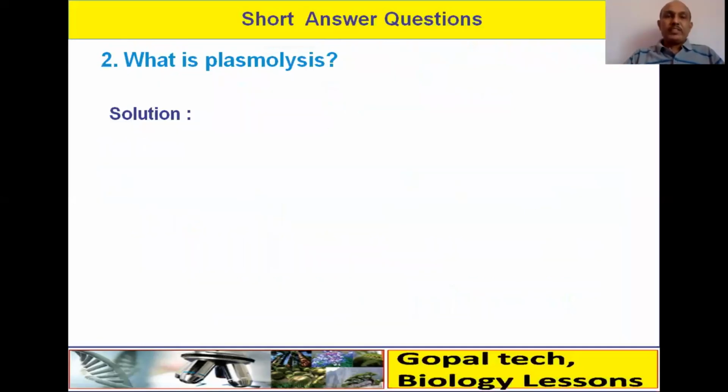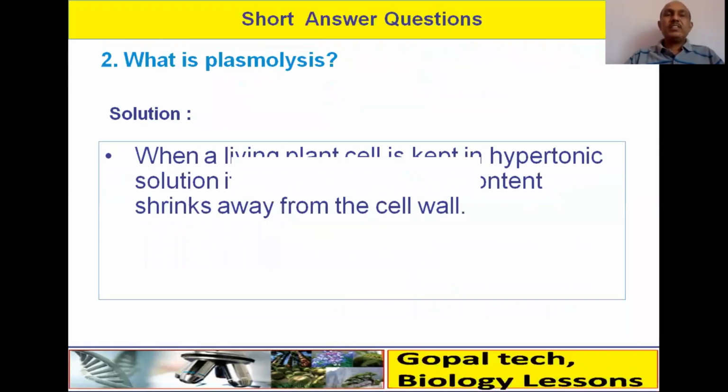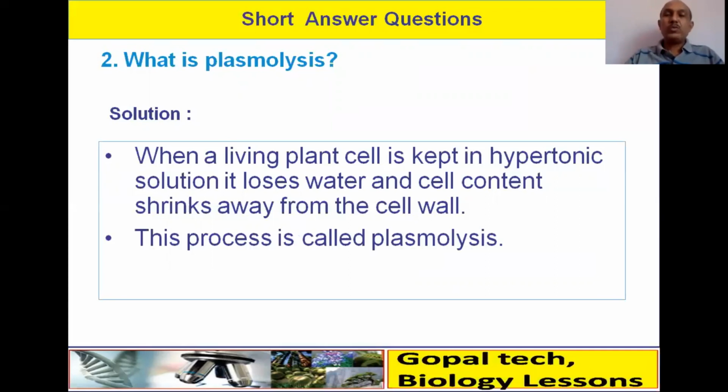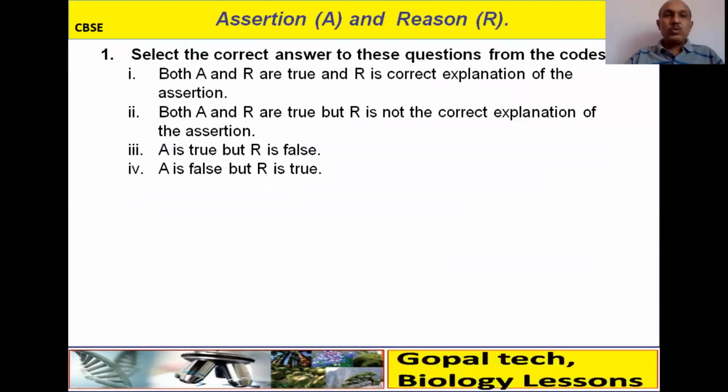What is plasmolysis? When a living plant cell is kept in a hypertonic solution, it loses water and the cell content shrinks away from the cell wall. That is called plasmolysis. So this process is called plasmolysis. This kind of question comes in the CBSE.